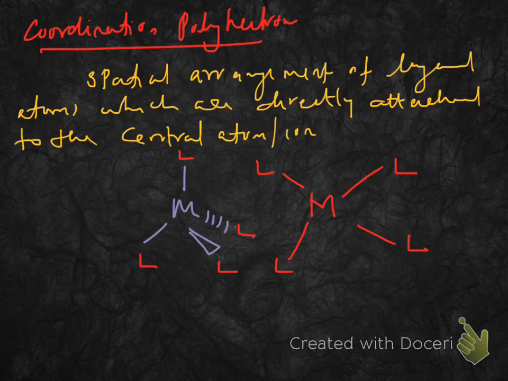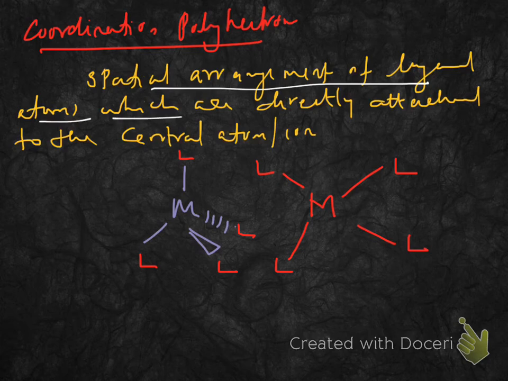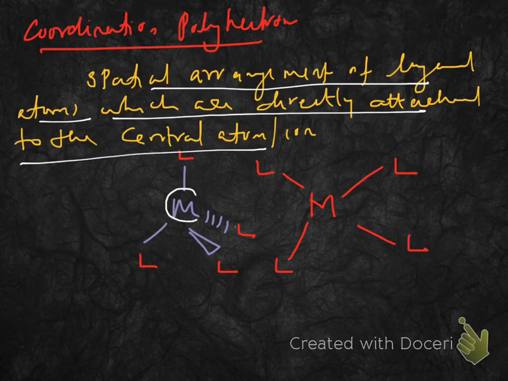Coordination polyhedron is the spatial arrangement of ligand atoms which are directly bonded to the central metal atom. It is how the ligands are arranged around a central metal atom, or how the ligand atoms bonded to the metal are arranged. OH is a ligand, but the metal is bonded to oxygen, not hydrogen. So the spatial arrangement of ligand atoms around the central metal atom or ion is called the polyhedron.